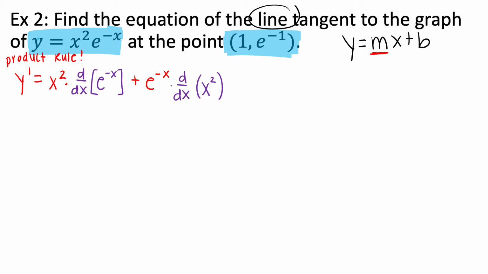So to find the derivative, d dx of e to the negative x, I'm actually going to pop to the side. Let's keep it in purple, shall we? D dx of e to the negative x, well, this is what we learned in our previous differentiation class. Remember, the derivative of e to the u is e to the u times u prime.